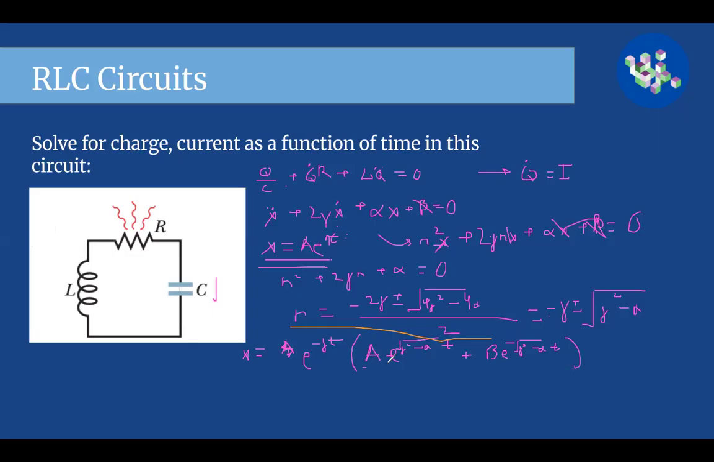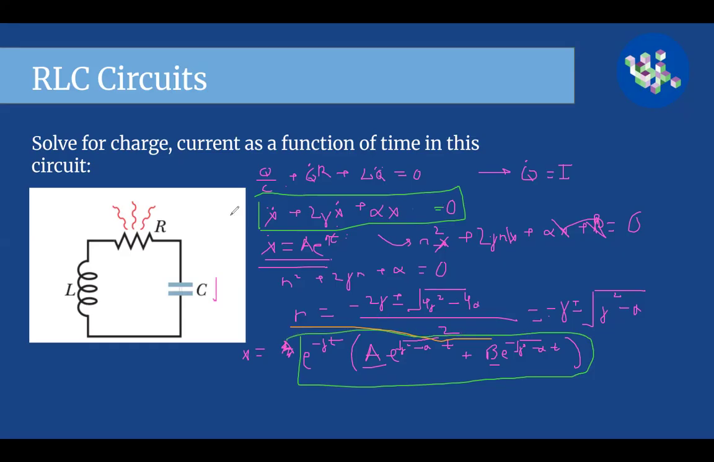How are you going to get A and B? Well, you get them from the initial conditions, right? So this was our original differential equation, and this will be our solution, right? Now that we know this result, we can go back over here.